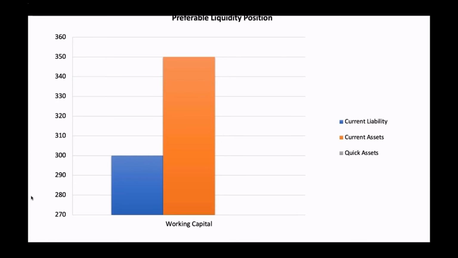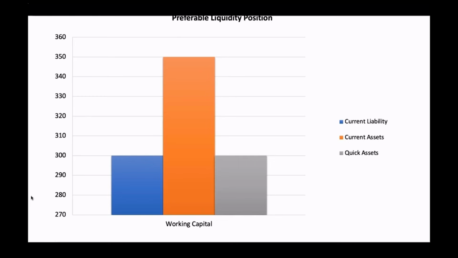But our focus is on preferable liquidity position. Current assets should be greater than current liability, but quick assets should be at least equal to current liability. That's the message we should take now. Current assets should be greater than current liability in such a way that the current ratio is 1.33 or 1.5 or 2:1, but quick assets should be at least equal to current liability. It means the quick ratio should be at least 1:1. Only then will that business have real liquidity comfort.